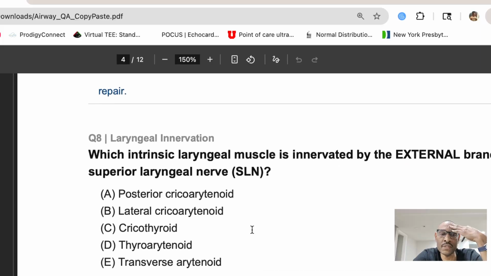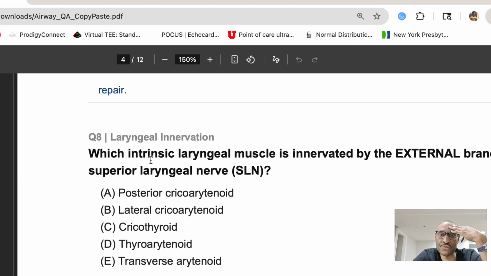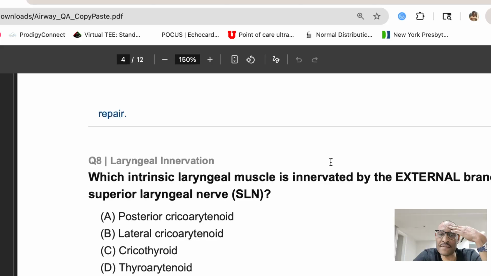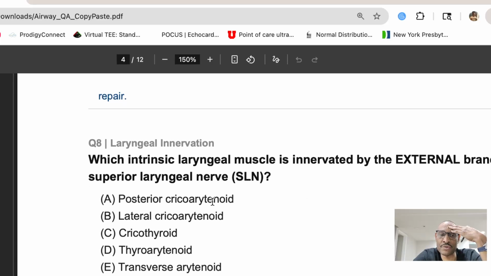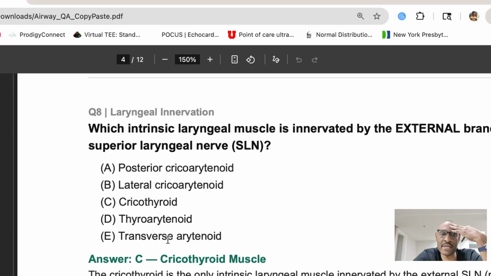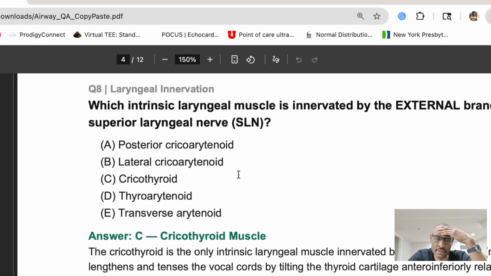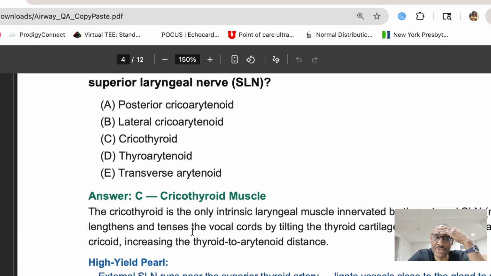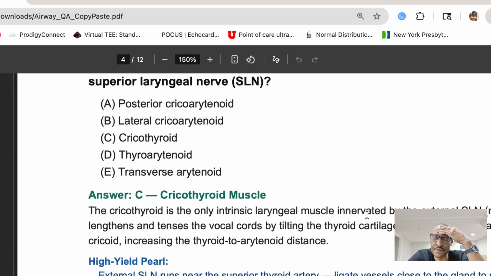Okay. Number 8, which intrinsic laryngeal muscle is innervated by the external branch of the superior laryngeal nerve? Okay, the external branch, this is a question that's always going to be asked. Always remember it's the cricothyroid. Draw the anatomy, learn the anatomy, draw it 10 times over and over when you have the time. See them in a cartoon, learn it, love it. The cricothyroid is the only intrinsic laryngeal muscle innervated by the external superior laryngeal nerve.